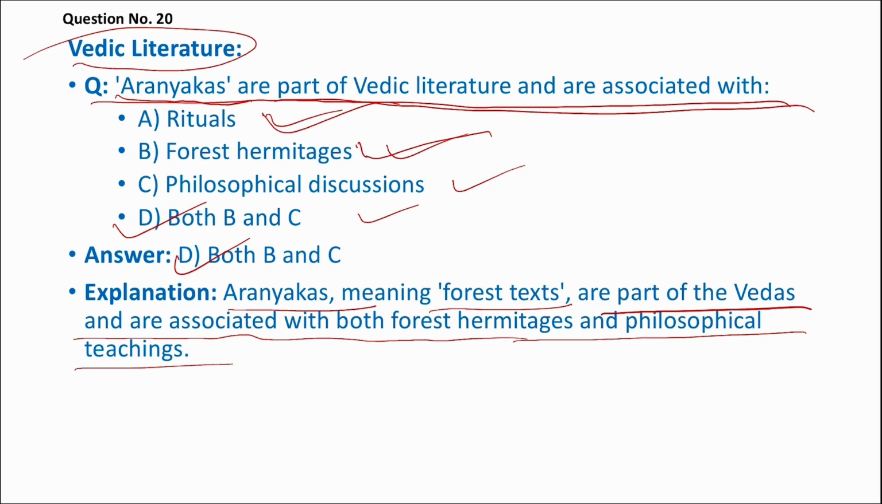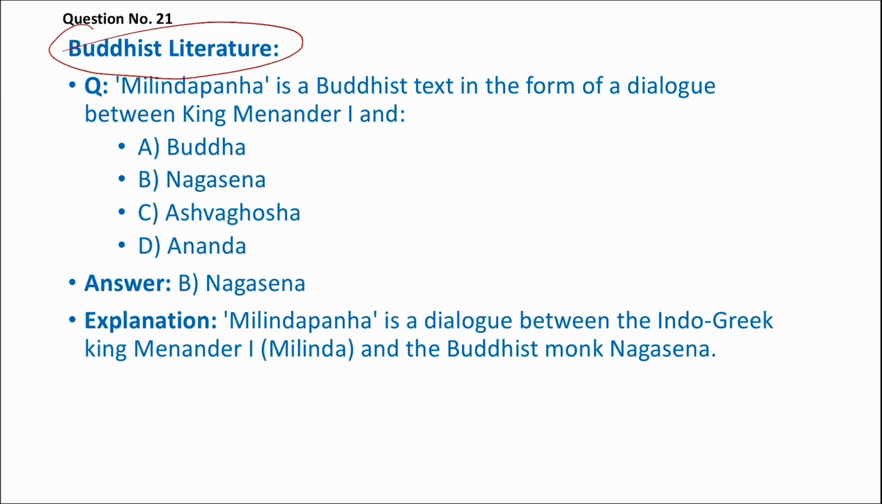Aranyakas are basically related to rituals and forest hermitages. The next question is again on Buddhist literature. Milinda Panha, a Buddhist text in the form of dialogue between King Menander I and Des. So the Milinda Panha is a text which is mainly a dialogue between the king Menander I and Des. We have 4 options: A. Buddha, B. Nagasena, C. Asvaghosa, and D.